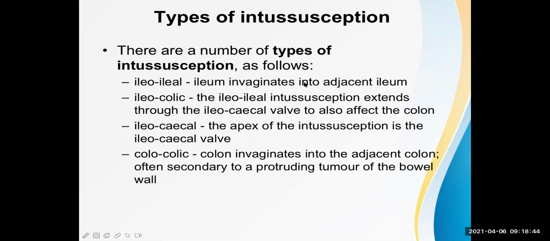Now, what are the types of intussusception? There are a number of types which are as follows. One is ileo-ileal: the ileum invaginates into the adjacent ileum, or a proximal part of the ileum goes into the distal part of the ileum. Ileocolic: the ileum is going into the colon. Ileocecal and colocolic, just the terms are important here. Proximal is going into the distal. That's it.